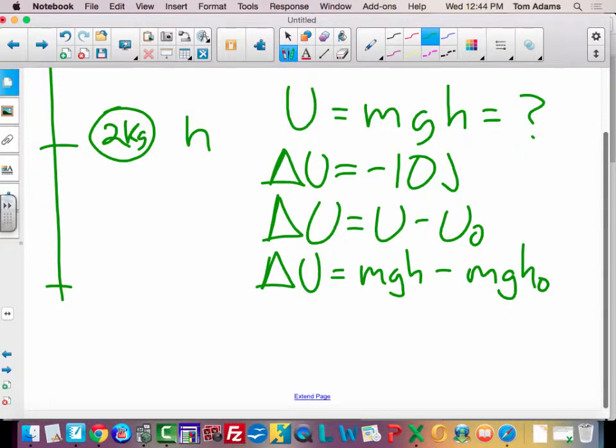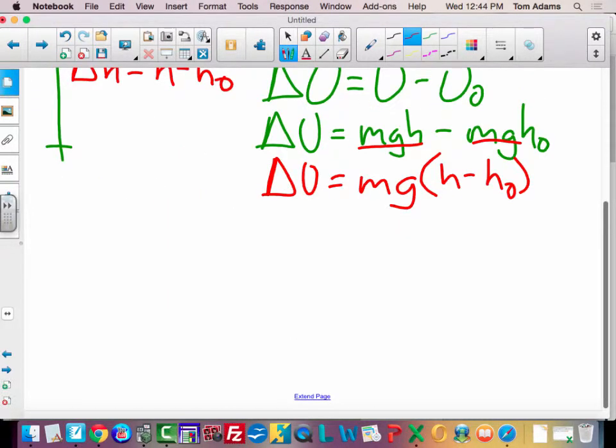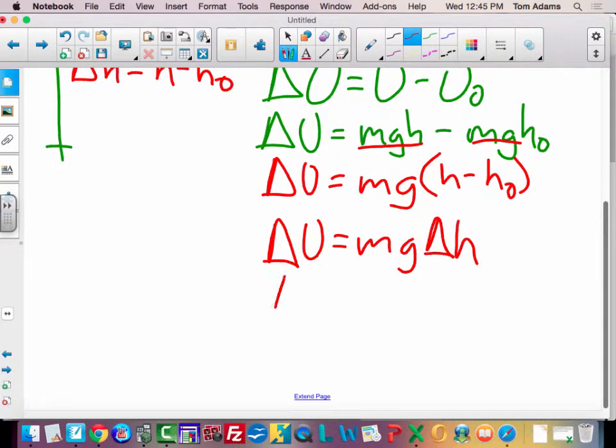What do both terms have? mg. So now if I factor out mg, I get m times g, and then that leaves me h minus h naught, which is delta h. So the change in potential energy is mg delta h. Sometimes your textbook will write it like this because it's in the y coordinate system. They'll say mg delta y. Does that make sense?